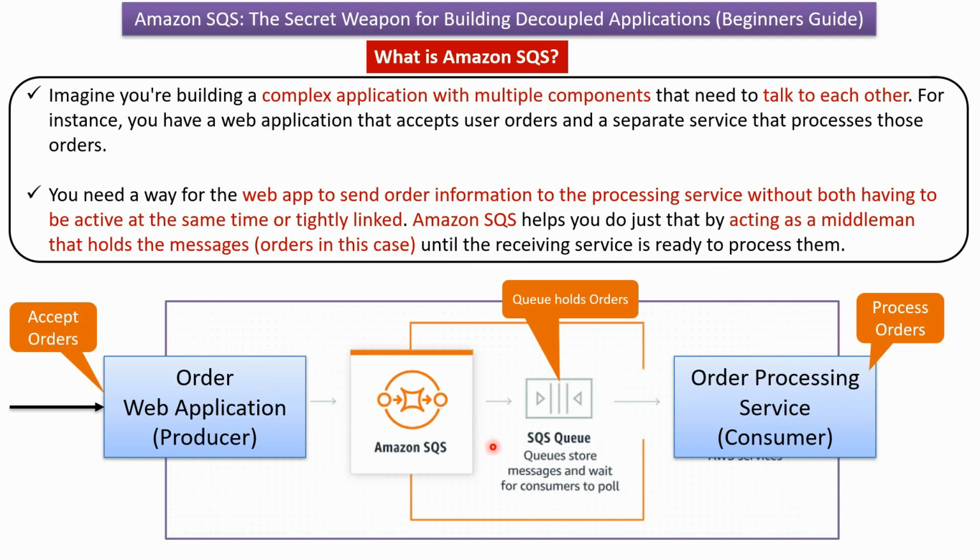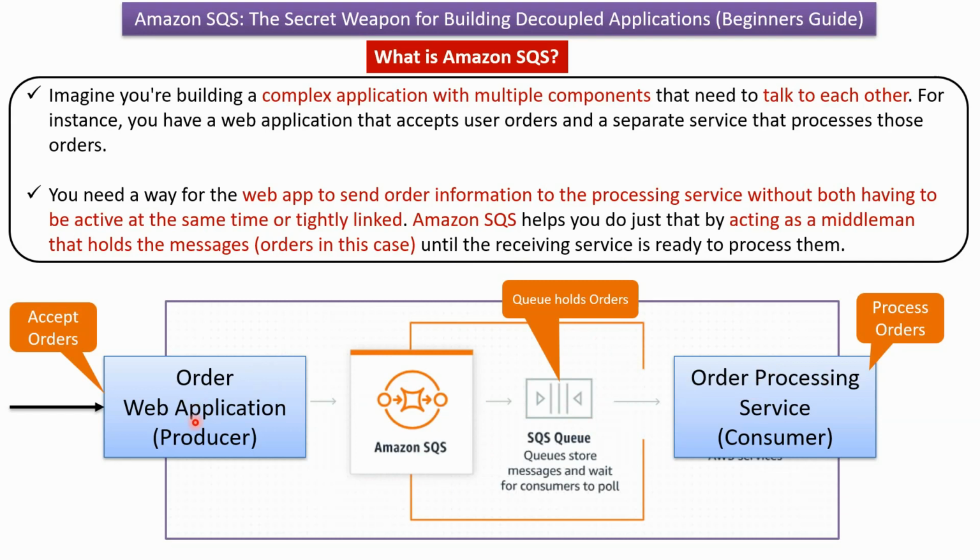Amazon SQS will act as a middleman that holds the messages, in this case, order details. Until the order processing service is ready to process them, the messages will be there in the SQS queue. Now we will see how the whole flow works.